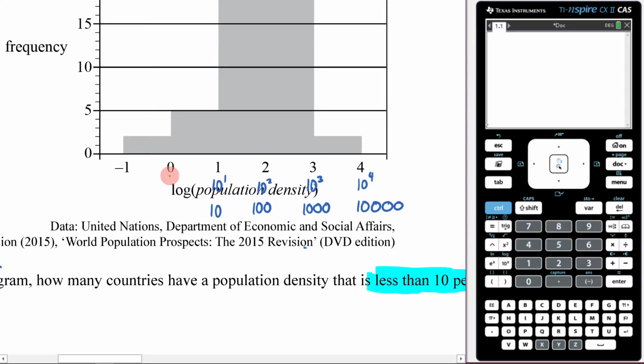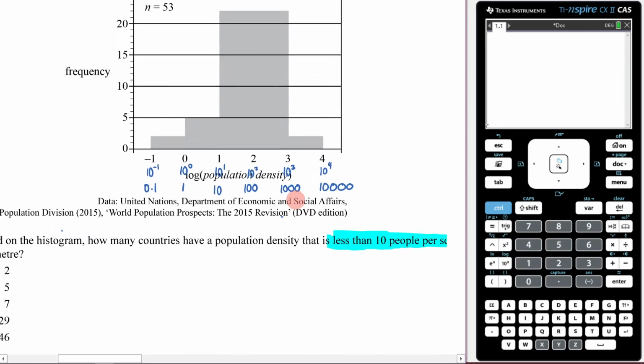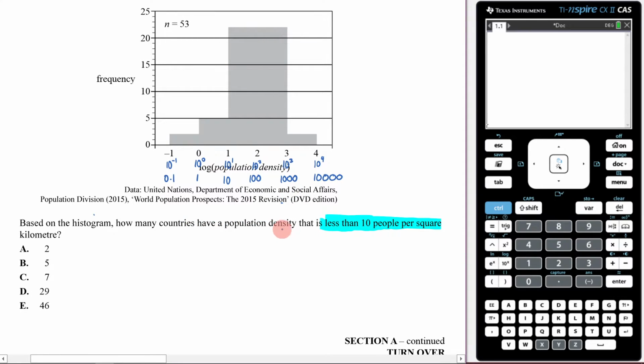Now, 0 is 10 to the 0, right? Anything raised to the 0 is always going to be 1. Then I have 10 to the negative 1, which is going to be 0.1. So now, when it's saying how many countries have a population density less than 10, well, here's 10, right? 1 is 10, because it's 10 to the 1.